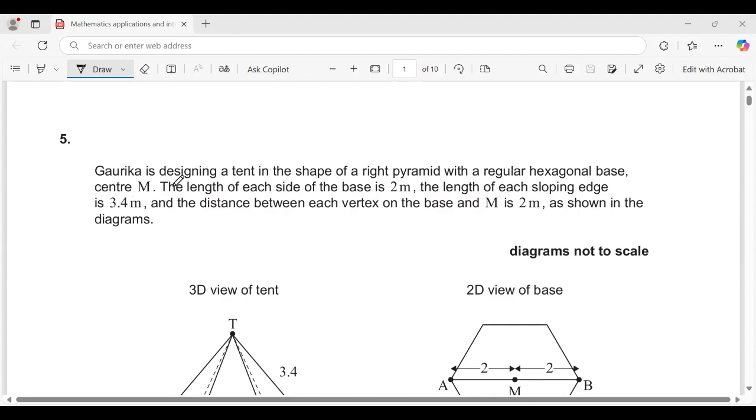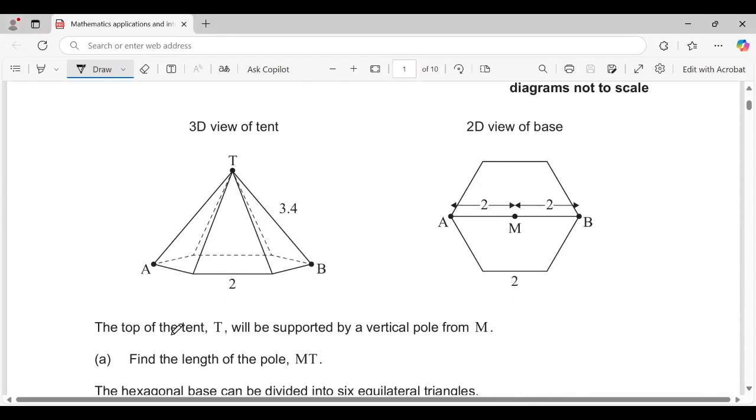Number five, Gaurika is designing a tent in the shape of a right pyramid with a regular hexagonal base, center M. The length of each side of the base is 2 meters. The length of its sloping edge is 3.4 meters. And the distance between each vertex on the base and M is 2 meters, as shown in the diagrams. The top of the tent T will be supported by a vertical pole from M. Find the length of the pole MT.